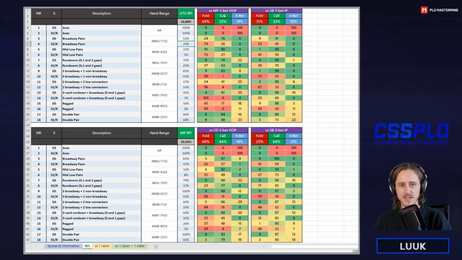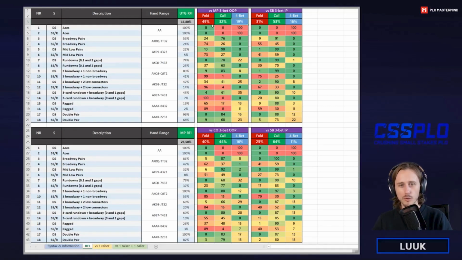Now the next section is about facing a 3-bet. If you get 3-bet from early position, you can be out of position or you can be in position. Now when you're out of position, I chose versus MP 3-bet. And here you can see the fold, the call, and the 4-bet ranges and frequencies. So if we get 3-bet by MP, we can see that we should fold 49% of the time, we're calling 32, and we're 4-betting 19.